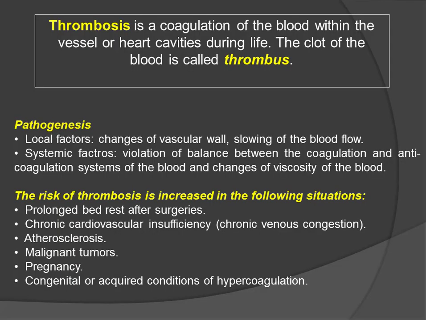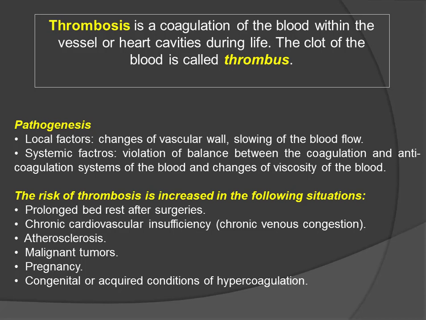Thrombosis is the in vivo blood coagulation in the lumen of the vessels or cavity of the heart, leading to the formation of fibrin clots, including blood cells. The formed blood clot is known as the thrombus. There are various reasons that lead to thrombosis. However, they can be divided into local and general factors. Local factors are the changes in the endothelial cells of the vascular wall, slowing and disruption of the blood flow.